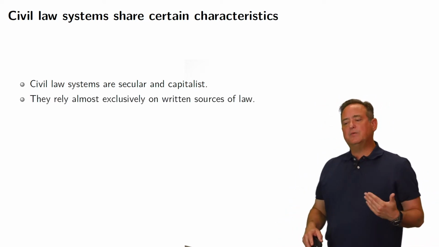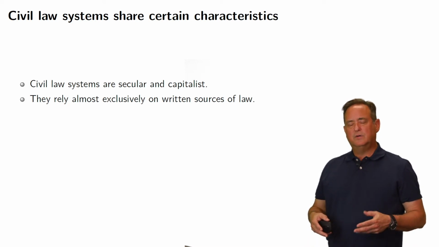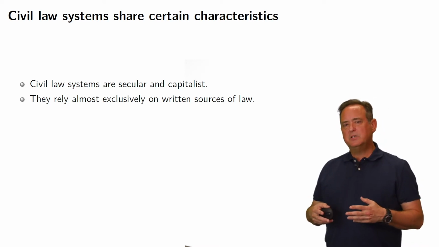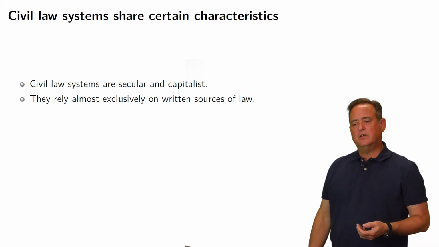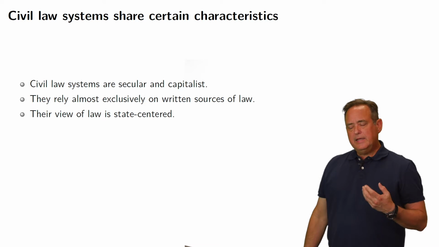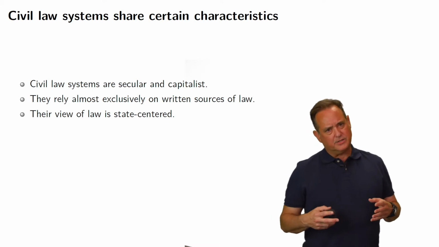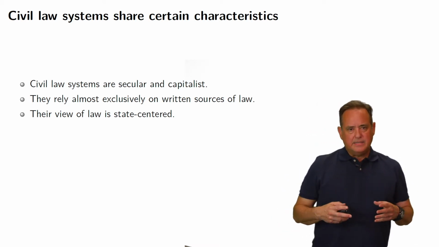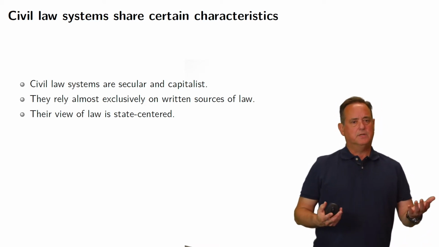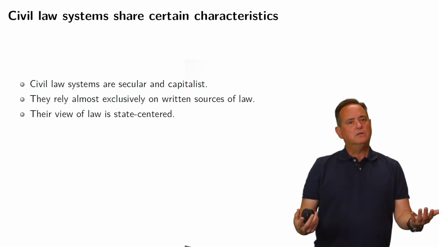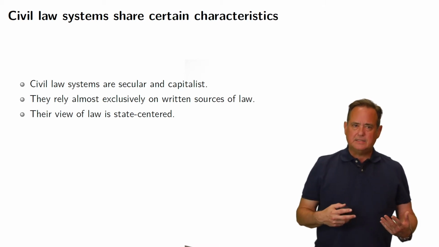Now, civil law systems, again, rely almost exclusively on written sources of the law. When we talk about the common law, we're going to see that there's a lot of times where the law may not be written down somewhere, but that's not the case with the civil law. In a civil law system, their view of the law is necessarily state-centered, meaning the state creates the law. And so in a civil law system, the state and the law are essentially the same thing, because the law can't exist without the state.